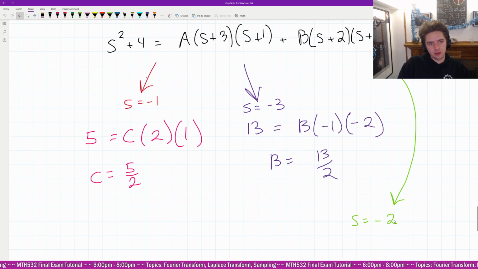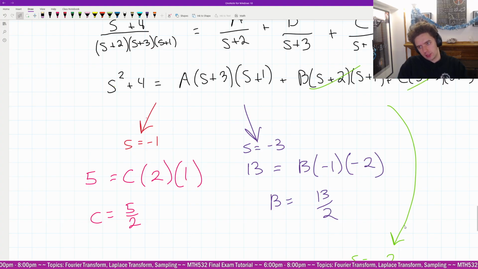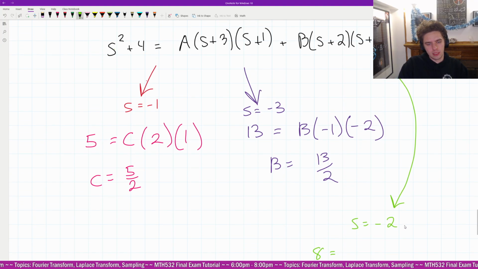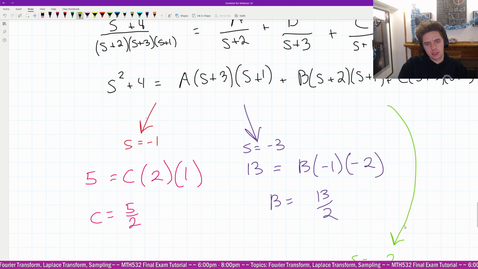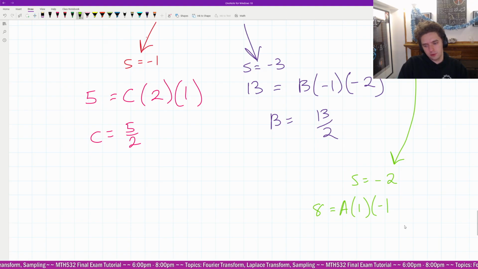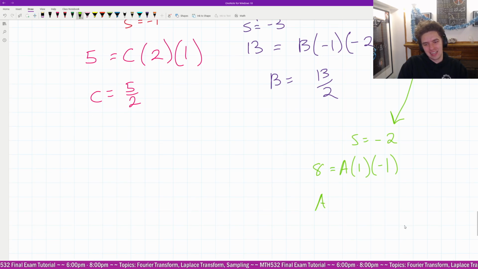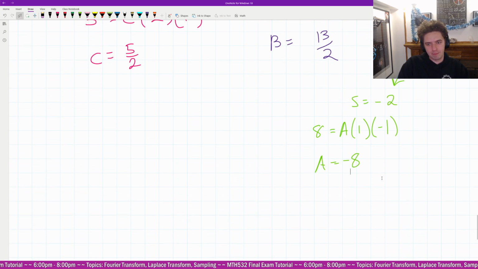So plugging in s equals negative 2. Negative 2 squared plus 4 is 8. So 8 equals, okay, so that term will go away, that term will go away. So it's just going to be a times negative 2 plus 3 is 1, times negative 2 plus 1 is negative 1. Negative 2 plus 1 is negative 1, right? And then so a equals negative 8. That's what I got before.